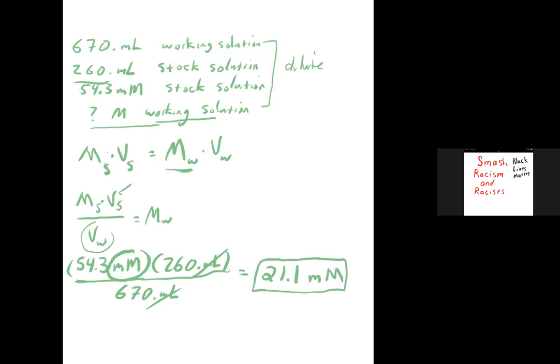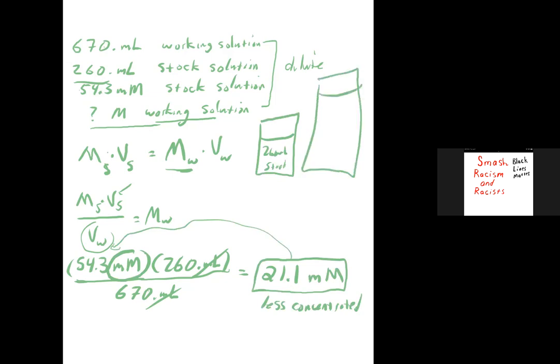It is less concentrated than the stock solution. That makes sense. This should be less concentrated. You cannot make sugar more concentrated by adding more water to it. Adding water to it will make it less concentrated. So essentially what happened was, here's your stock, 260 ml. Here's your working, and the working is 670 ml. Okay, and there you go.